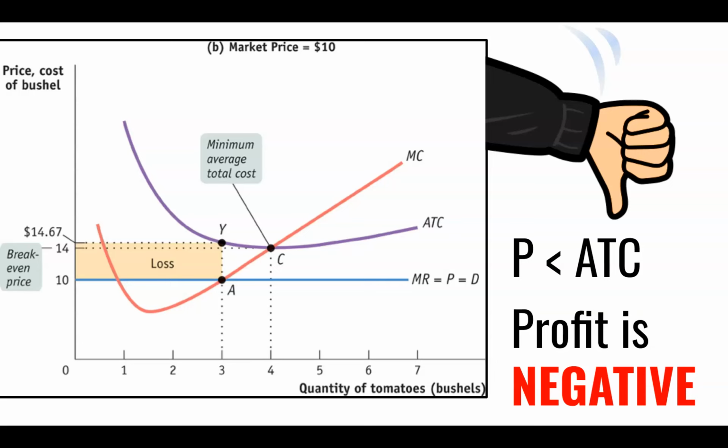If the price were $10, we'd have an economic loss. Profit would be negative because market price at $10 tells us marginal revenue equals demand equals price. We find where MR and MC intersect. That's at a quantity of 3. At a quantity of 3, ATC is greater than price. And so the difference between price and ATC will be the loss per unit times the number of units, which gives us this brown peachish shaded box. That's how much total loss the industry is experiencing.